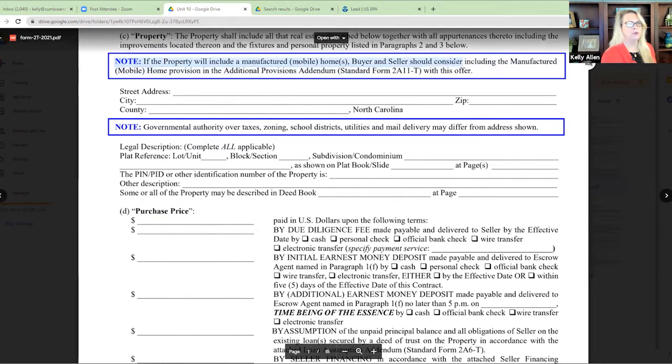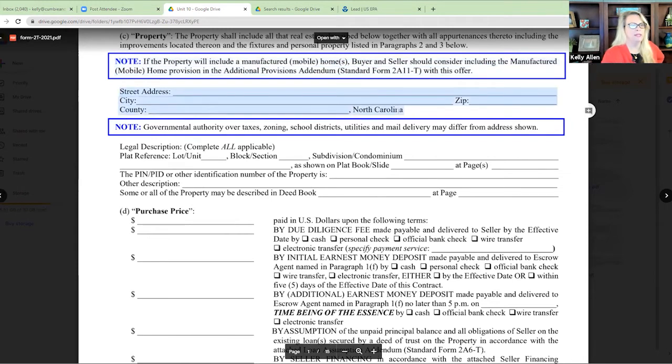It says in this little area that if the property has a mobile home on it, that we might want to consider using another form called additional provisions addendum. And on that form, it talks about manufactured homes, which used to be called mobile homes. All right, let's keep going.